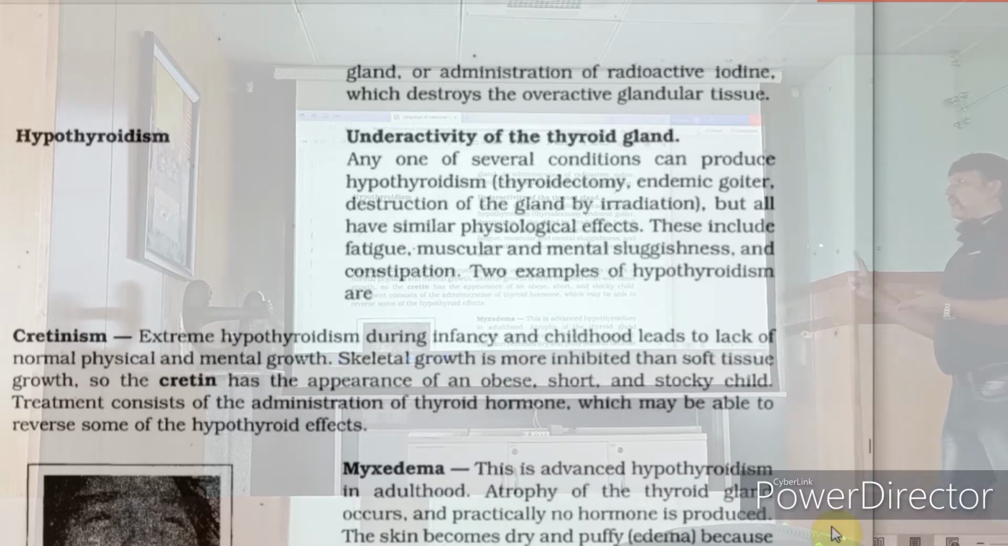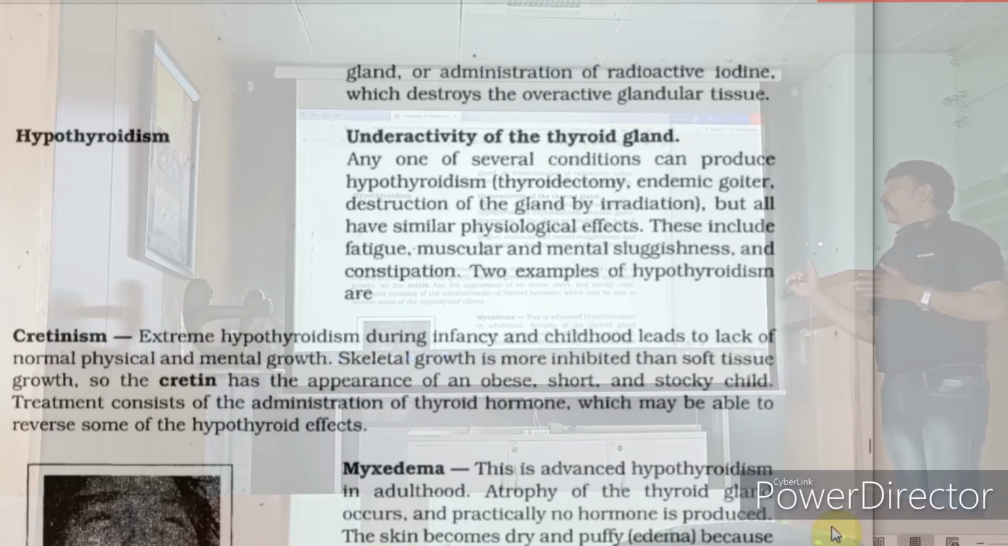Now, hypothyroidism during infancy and childhood. Okay, again, it goes back like your growth hormone. You need to understand this. It is hypothyroidism only, meaning less thyroid. During childhood and infancy it leads to lack of normal physical and mental growth. Okay, this is known as cretinism. Skeletal growth is inhibited and soft. So the cretin has the appearance of an obese, short and stocky child. Treatment, thyroid hormone is given.